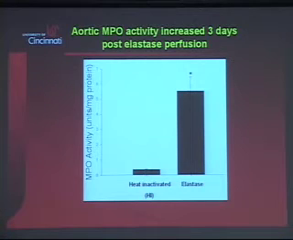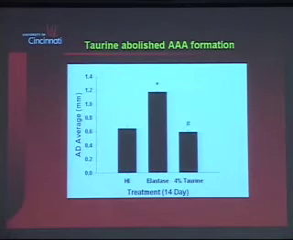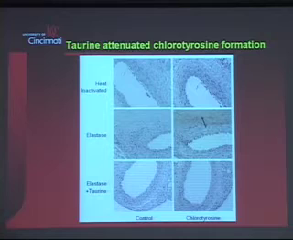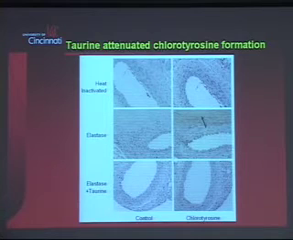And so that confirmed then that myeloperoxidase was upregulated and would be present during this time. Interestingly, when we gave our animals taurine in the drinking water, we were able to totally suppress the formation of aneurysms in the elastase model, as shown here looking at the average diameter of the aorta at 14 days after infusion of elastase. To look at the mechanism, we've performed immunostaining for chlorotyrosine.